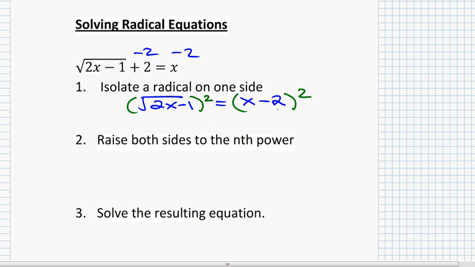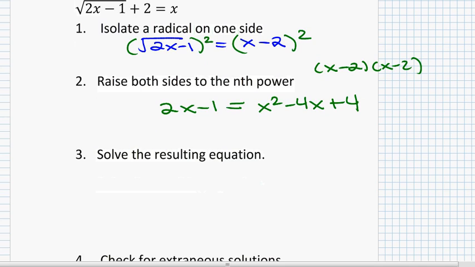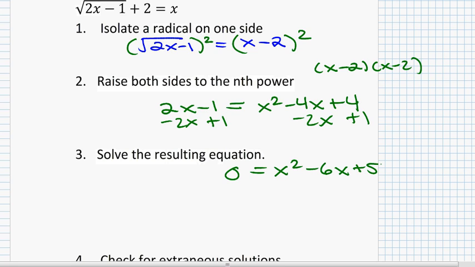And when you square this expression, you're going to have to FOIL. So you get 2x minus 1, because the squared eliminates the square root. And x minus 2 squared, remember you FOIL. So you get x squared minus 4x plus 4. And then you solve the resulting equation by subtracting 2x from both sides and adding 1. And then you can factor, you get x minus 5 and x minus 1. So you get x equals 5 and x equals 1.